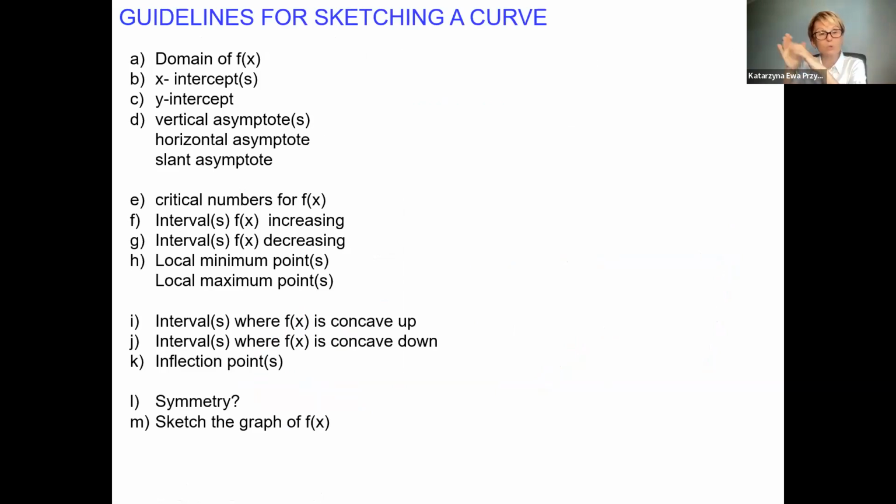That in order to sketch the graph of the function, we have to go through all of these points. That means we make sure that we can address all of them. This section will involve the function. This section will involve the derivative. This section, if you can guess, involves the second derivative.